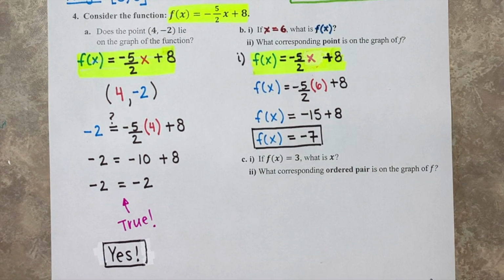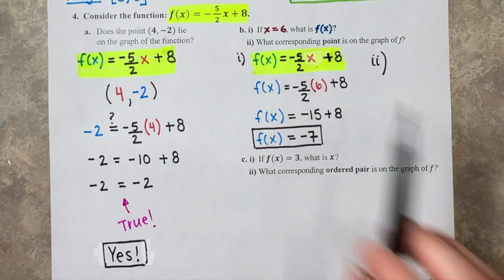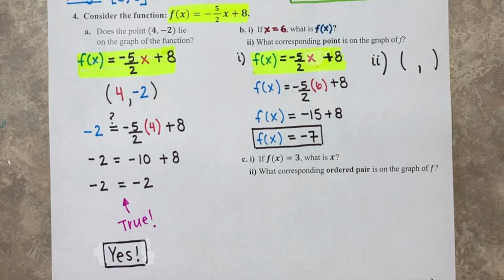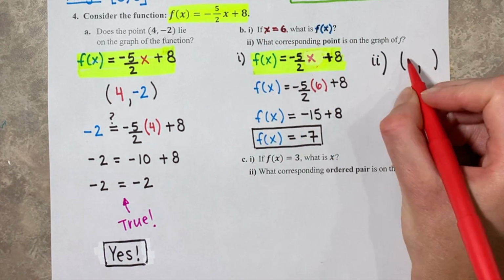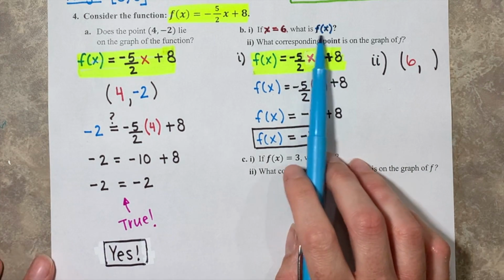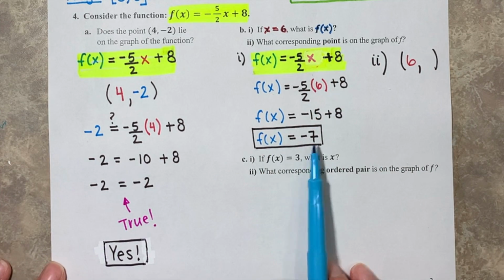For the second part, we're asked to write the corresponding point on the graph. So we'll write this as an ordered pair. We know that the x value of our ordered pair is 6 because we're told that. And we found y, or f of x, is -7.